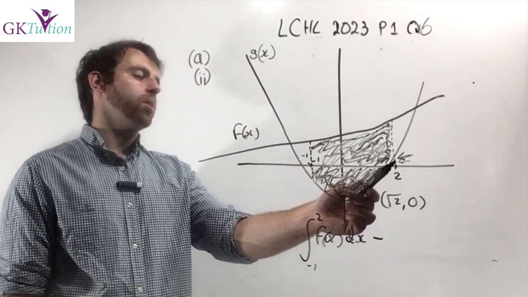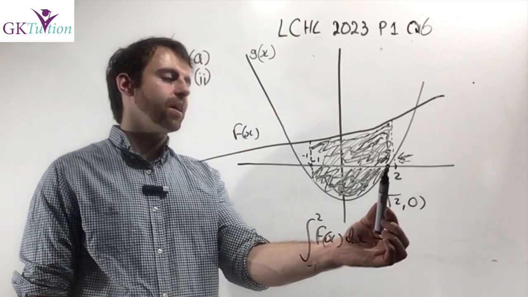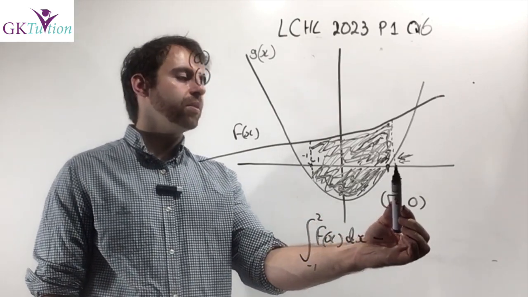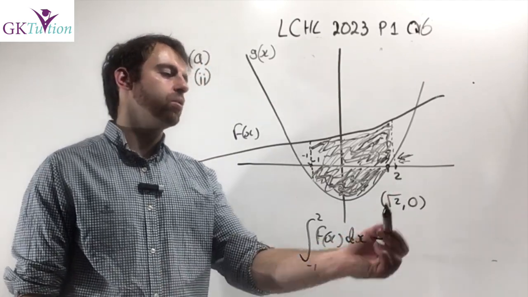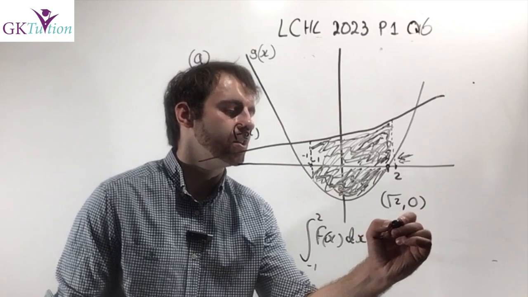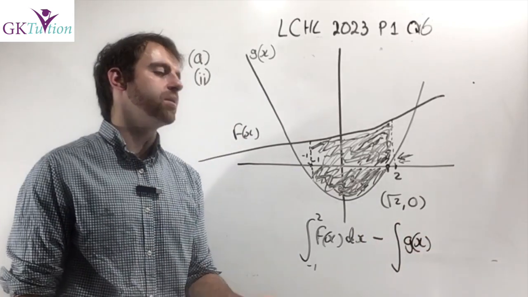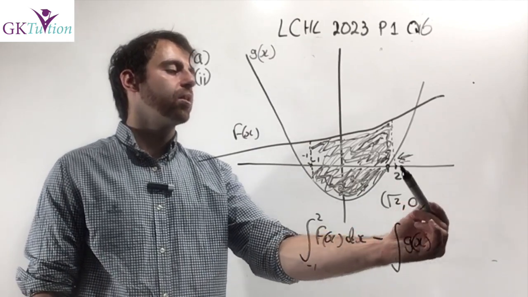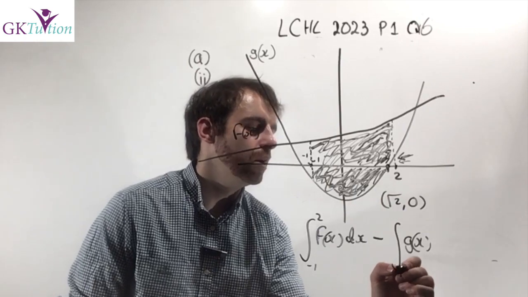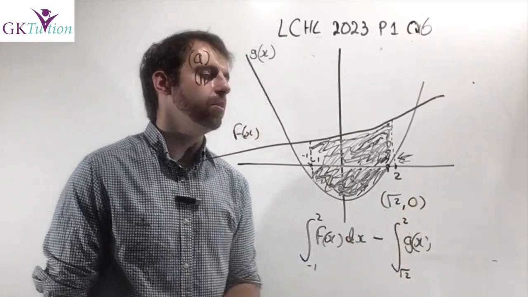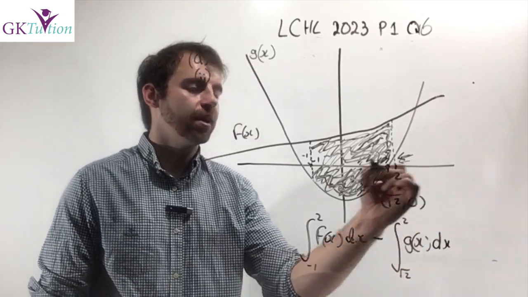So how am I going to get the area of that section there? Well, remember that g of x crosses the x-axis at root 2. And obviously I want to know what is the area from root 2 to 2. So to work out the area of that tiny little section, we are going to integrate g of x again, the curve. Basically we want to know the area between the curve and the x-axis from root 2 to 2. So my lower limit will be root 2, my upper limit will be 2. And if I do that, that will give me the area of the little section there.